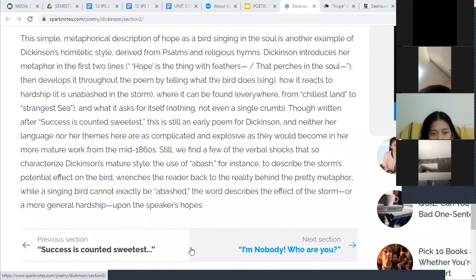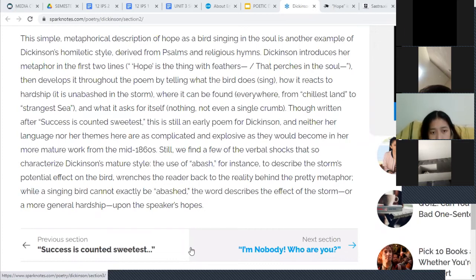So hope in this poem resembles strength because it withstands everything, every hardship. And on top of that, it is not selfish because it doesn't ask for anything. That's how she speaks of hope.